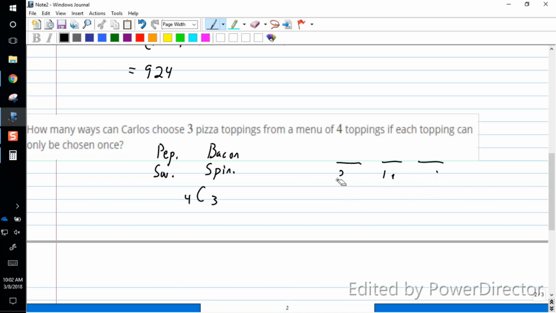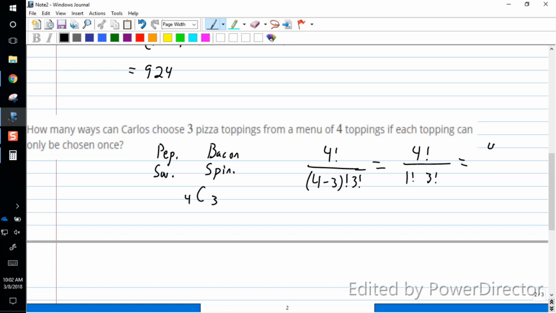So if we treat it as a combination, then we can figure out just how many different pizzas we could have. That would be 4 factorial divided by 4 minus 3 factorial times 3 factorial. So that's 4 factorial over 1 factorial times 3 factorial, or let's say 4 times 3 factorial over 3 factorial. And that's the answer that I have from the homework, so 4.